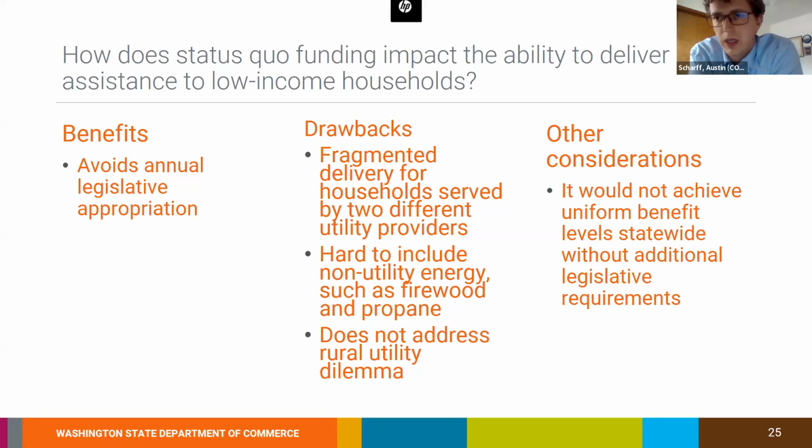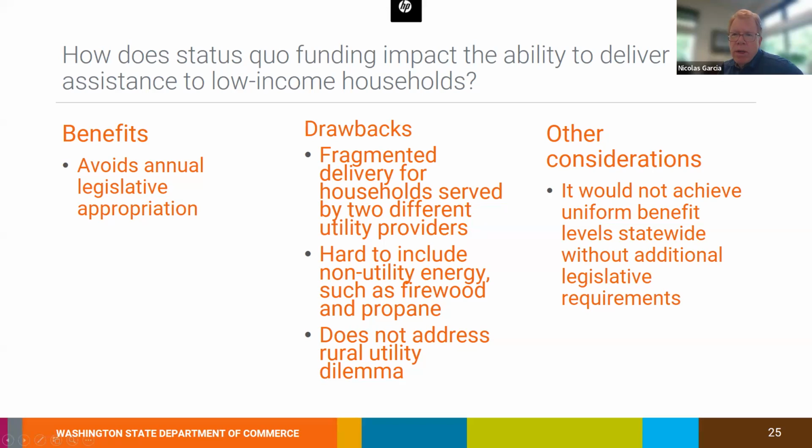Finally, another consideration is that this funding mechanism does not achieve uniform benefits statewide, and that additional legislative requirements would be needed to do that and achieve those programs. That is discussed in our report under the utility by utility approach discussion. But I'm wondering if folks have other benefits, drawbacks, or other considerations to the status quo funding of bill assistance programs for low-income households. Nicholas.